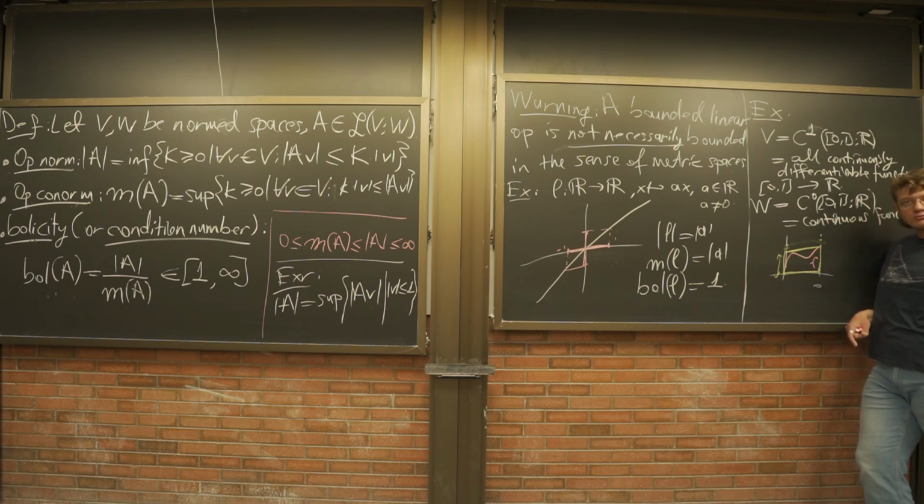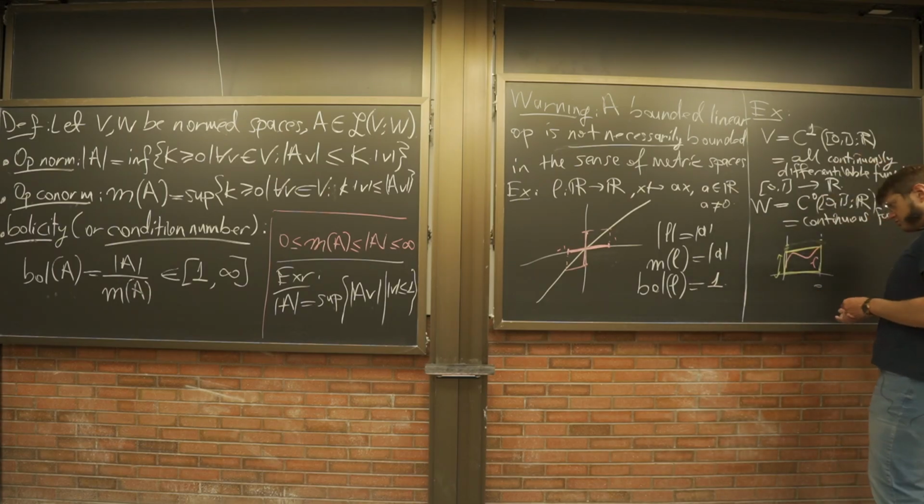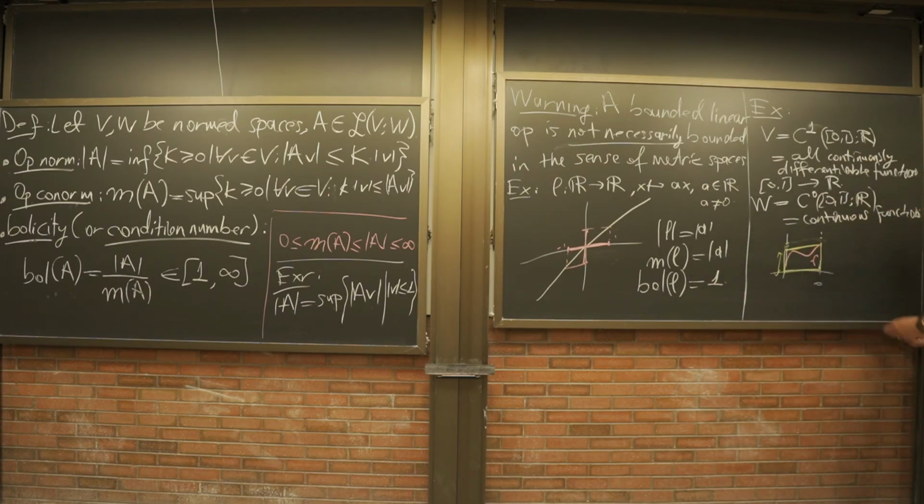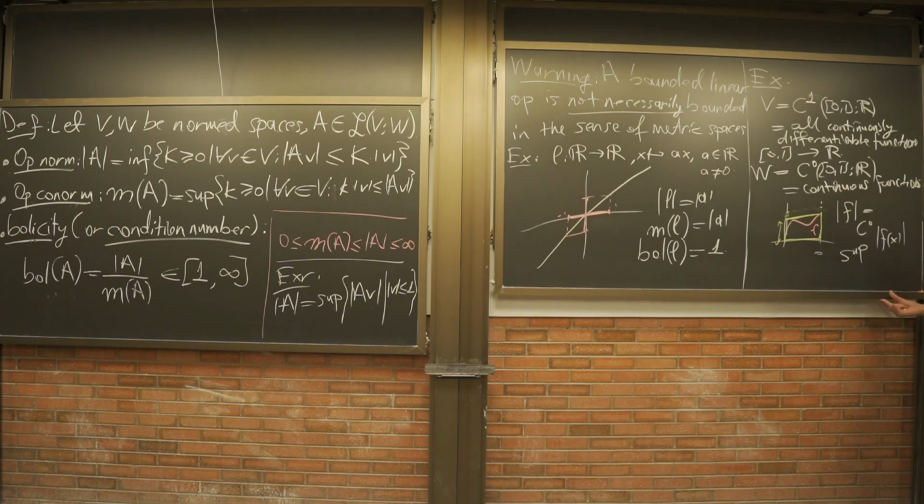This is what is called the uniform norm, or C0 norm. So I'm going to call the C0 norm of f to be the sup of |f(x)|, where x varies between 0 and 1.